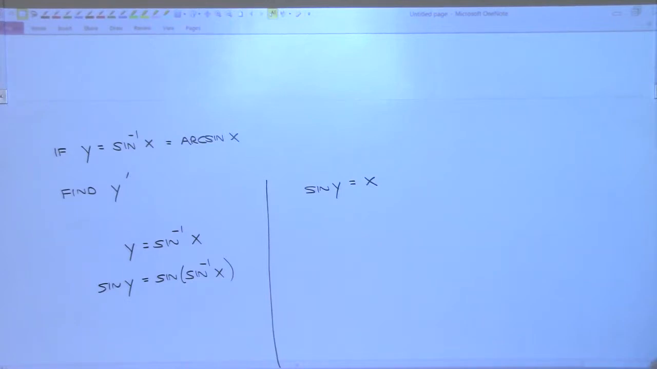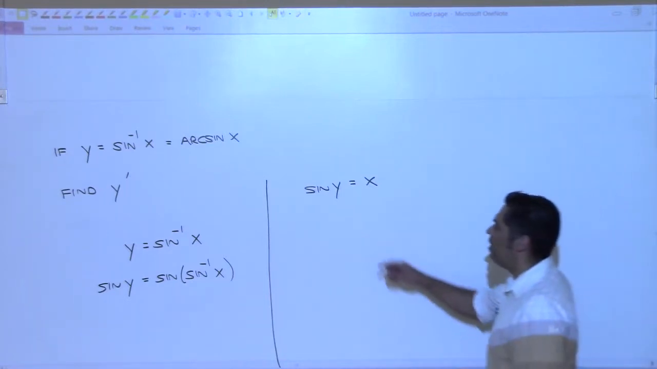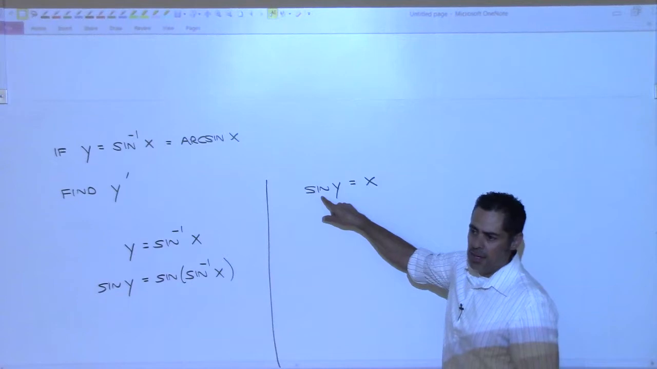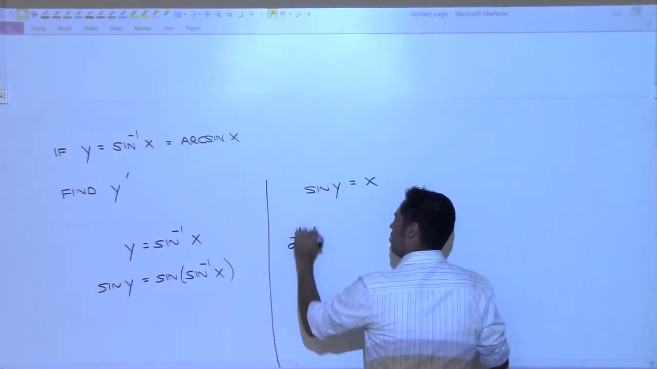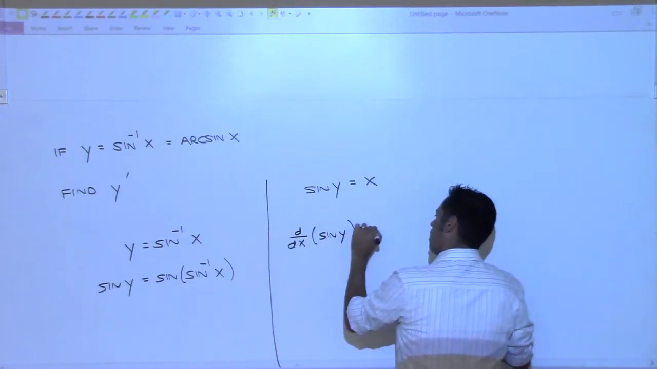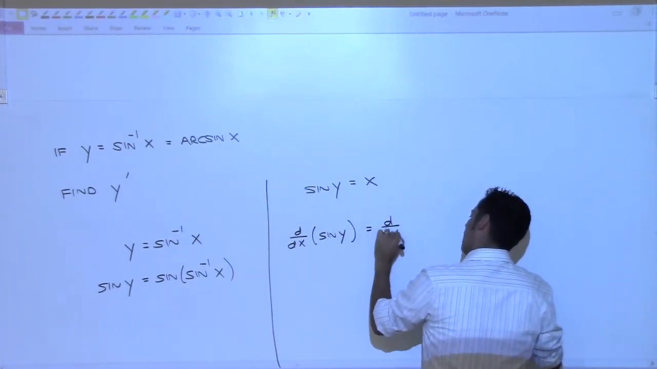Now what I'm going to do is take the derivative implicitly with respect to x. And the reason I'm okay taking the derivative now is because I know the derivative of sine. So let's take the derivative with respect to x on the left and the derivative with respect to x on the right.